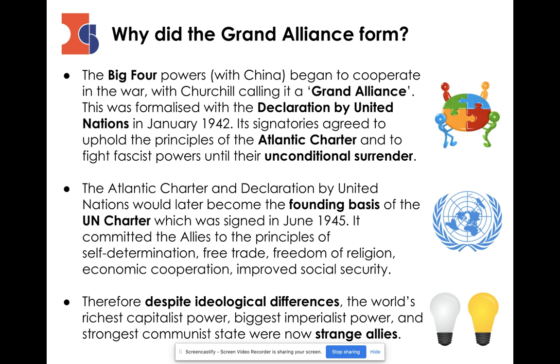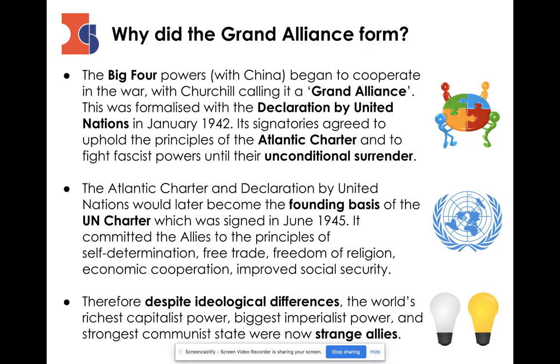So the Atlantic Charter and the Declaration by United Nations would later become the founding basis of this Grand Alliance, as well as the UN Charter that would be signed after the war. So the principles of capitalist free trade, freedom of religion, economic cooperation, the USSR signed up to that. Stalin agreed to those principles, which seems, does he really believe in them? So, by 1945, despite ideological differences, the world's richest capitalist power, the world's biggest imperialist power, the UK, and the world's strongest communist state were now in this strange alliance.